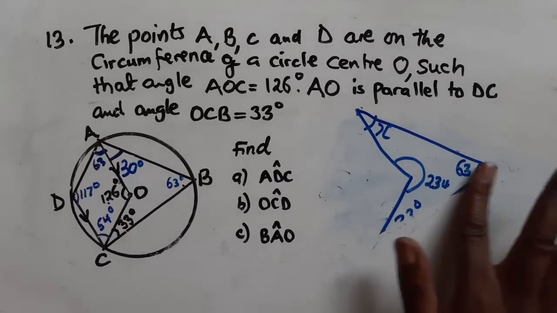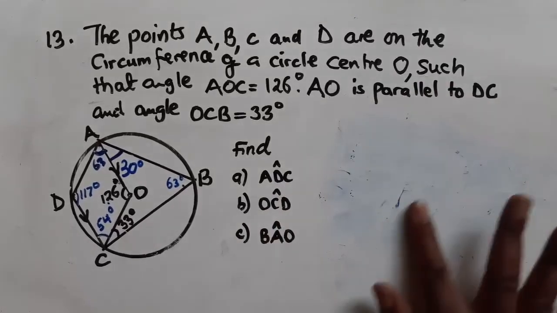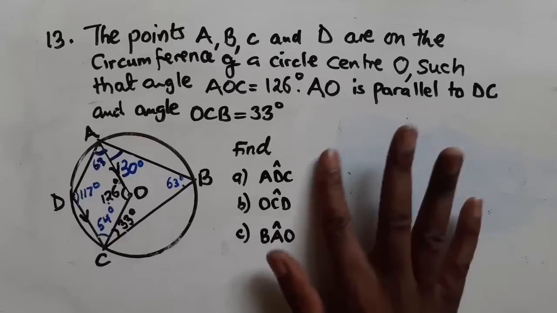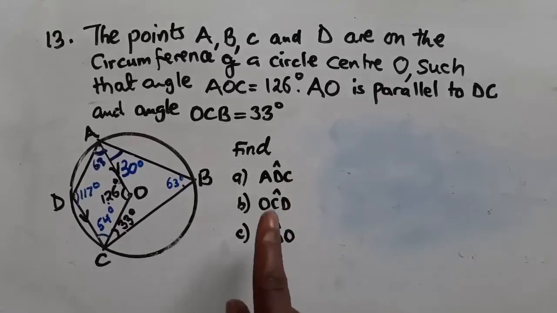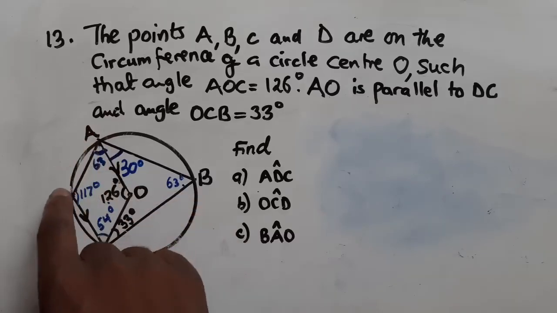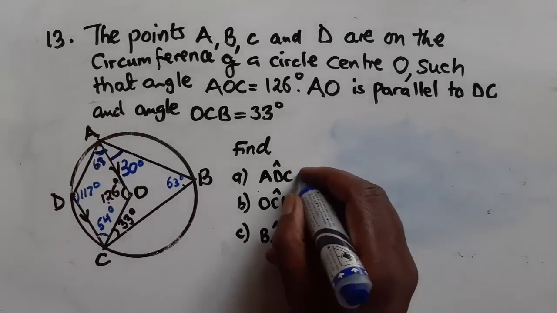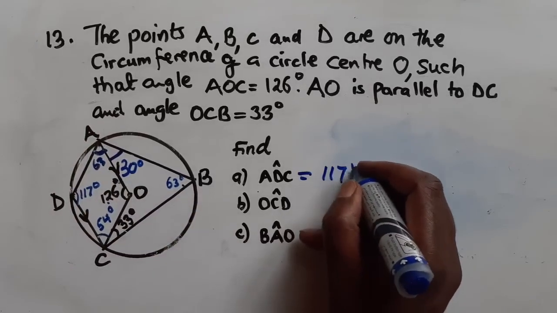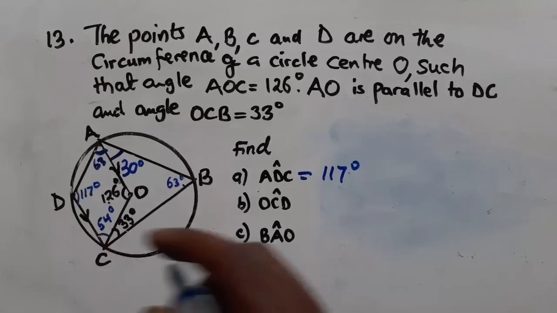I said I'm only helping you to revise. So I've found all the angles. I hope they are correct or they match with yours. So let's now find ADC. ADC is 117.